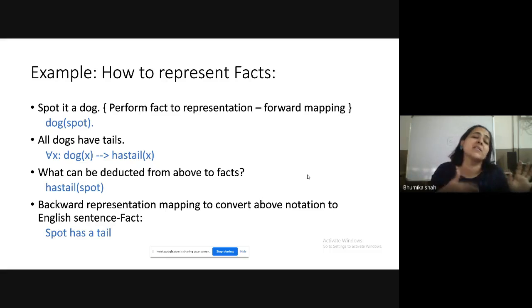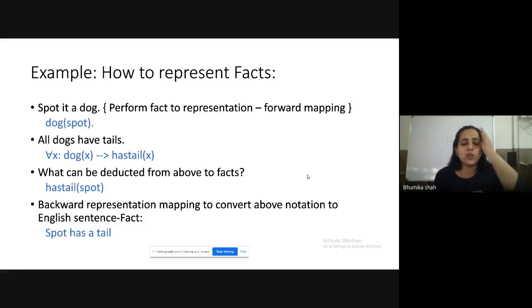Now this is representation. Now when you convert that, to understand what it means, you have to convert that to English like statement, means convert that to fact. So what is the equivalent fact in English like statement here? Spot has a tail. Are you getting this? So from representation, when you convert that to fact, means English like statement, from has_tail(Spot) when you interpret it as Spot has a tail, this mapping is called backward mapping.